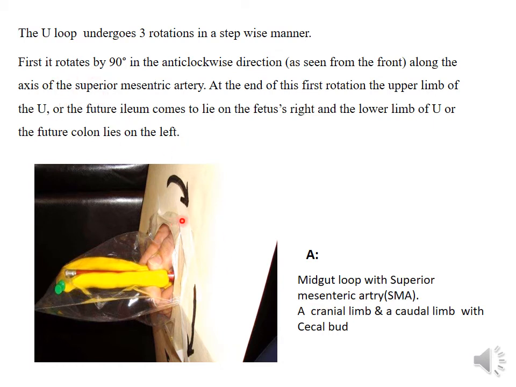As you can see in this picture, the first rotation by 90 degrees in the anticlockwise direction is along the axis, which is represented by the superior mesenteric artery. This pencil represents the axis of rotation. At the end of the first rotation, the upper limb of the U-shape, the future ileum, comes to lie on the fetus's right side, whereas the lower limb, the future colon, lies on the left. Here is the upper limb and this is the lower limb. And this is the cecal bud.